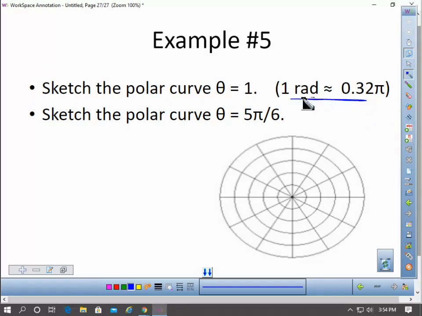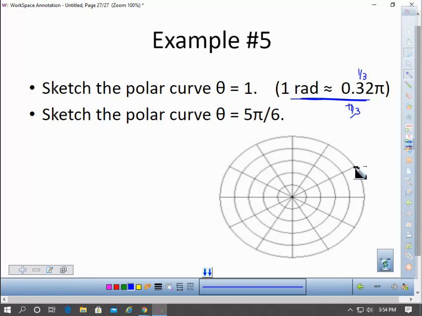And here in the parentheses, it says 1 radian is about 0.32 pi, which is close to 0.33, which is close to 1/3. So this is really, really close to pi over 3. So we're sketching the polar curve theta equals 1, which is really close to pi over 3. So we want all r's when you're at pi over 3.